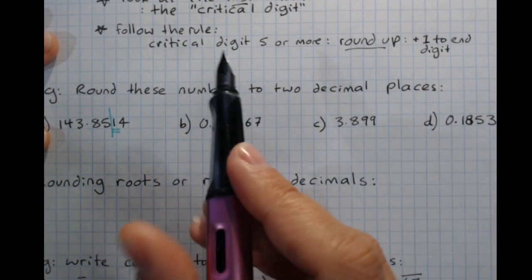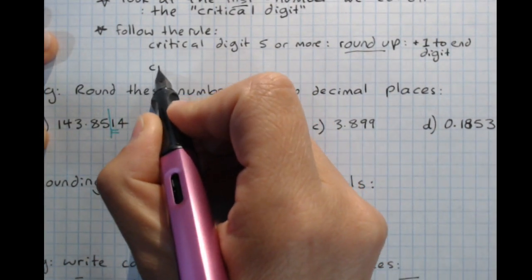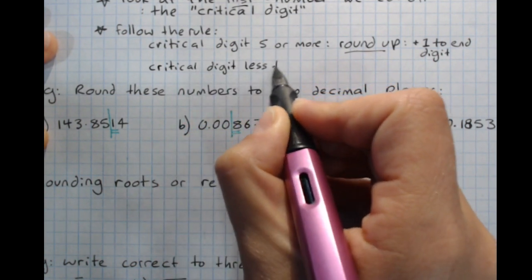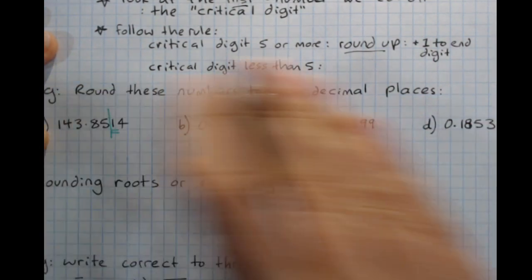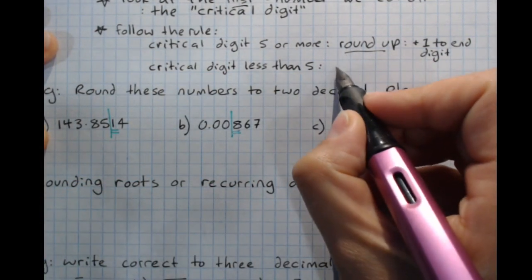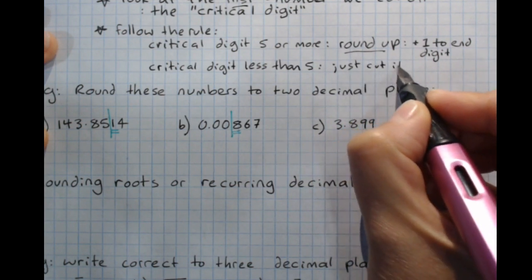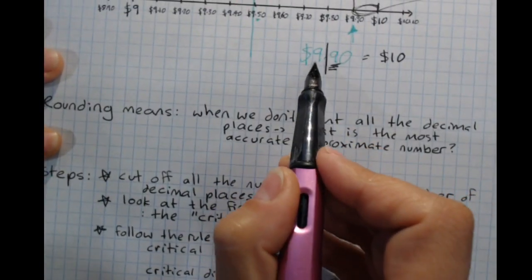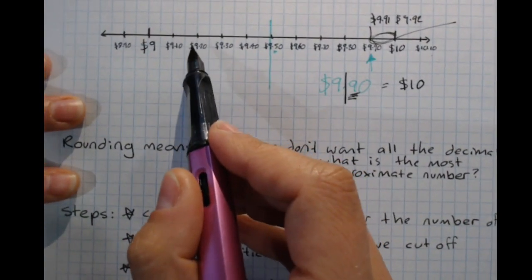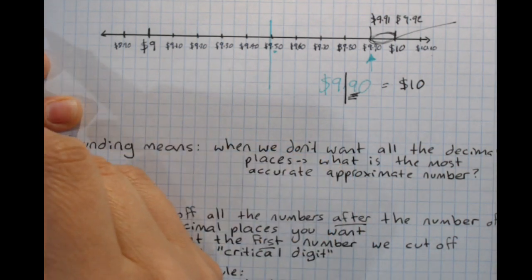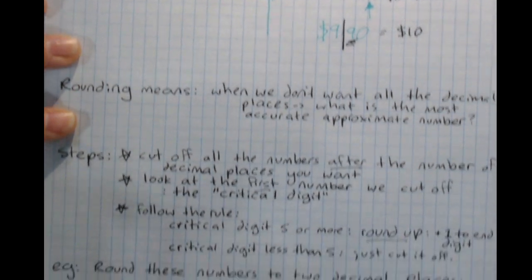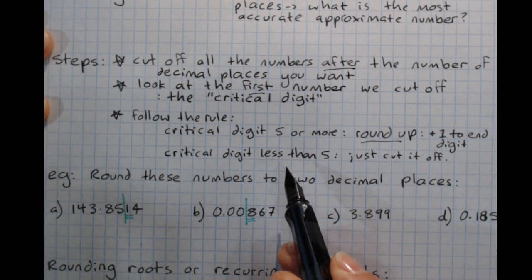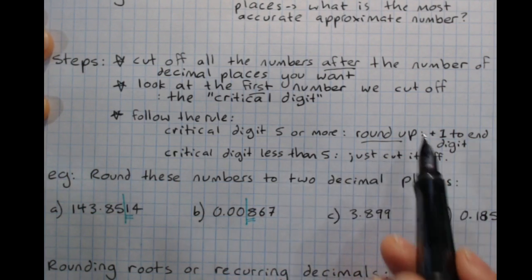And the rule, if the critical digit is less than 5, we just cut it off. There's no rounding. You're not ever subtracting a number. You definitely wouldn't ever say that even $9.10 was closer to $8 than $9. You never subtract a number when we're rounding. It's just, do we just cut off the digits, critical digit less than 5, or do I need to add 1 to the last digit I've got?